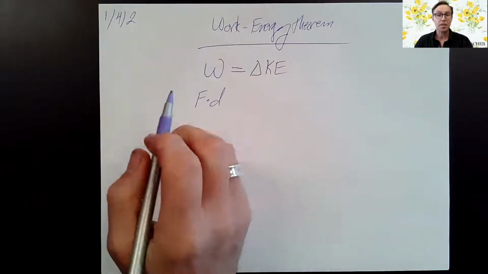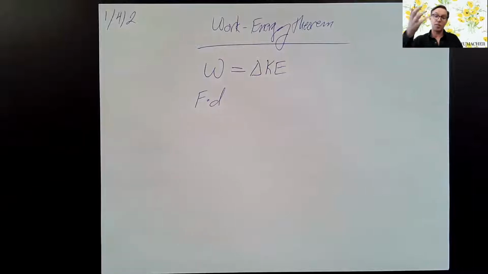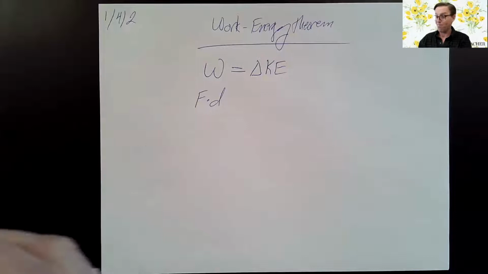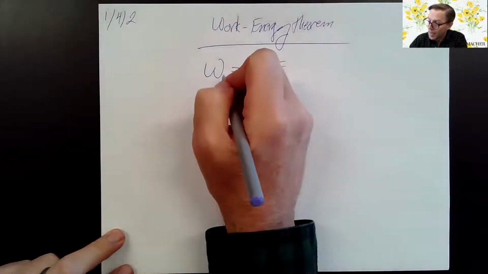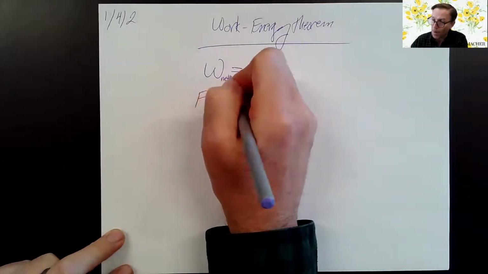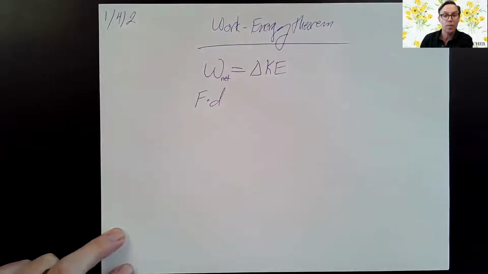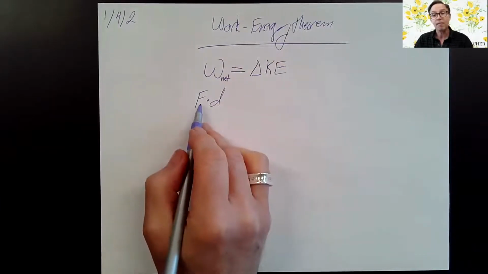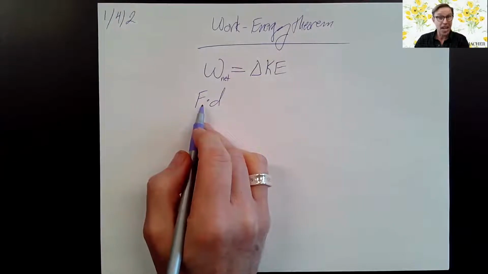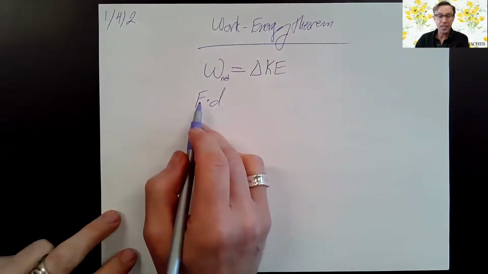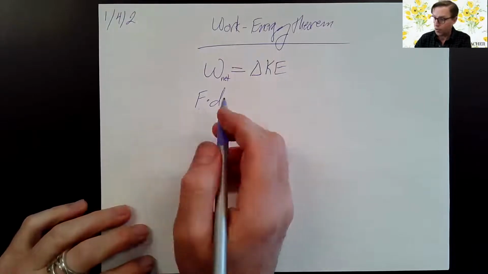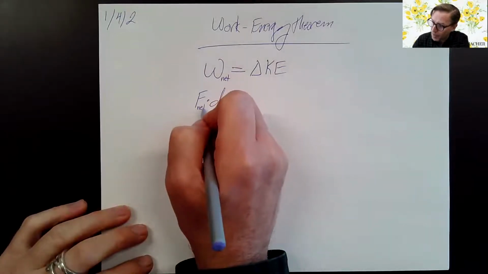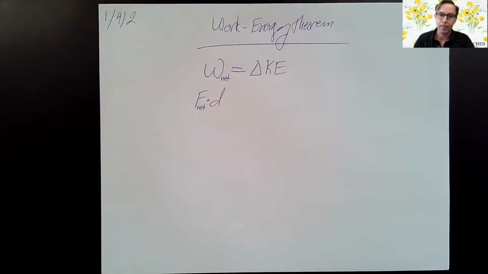Now, sometimes object A does work, and object B does work, and object C does work, and all of them do work on object D. So when I say work, it's always implied, whether or not I write this, the net work. And therefore F, well, it may be that object A and object B and object C are all pushing on object D. So this F is not any one of those forces, but F always means the net force. So again, work means force times distance.